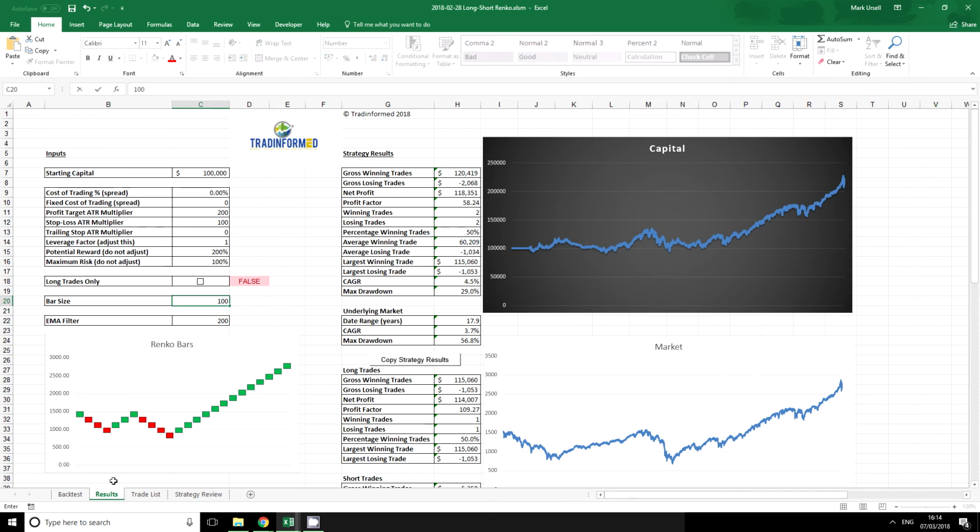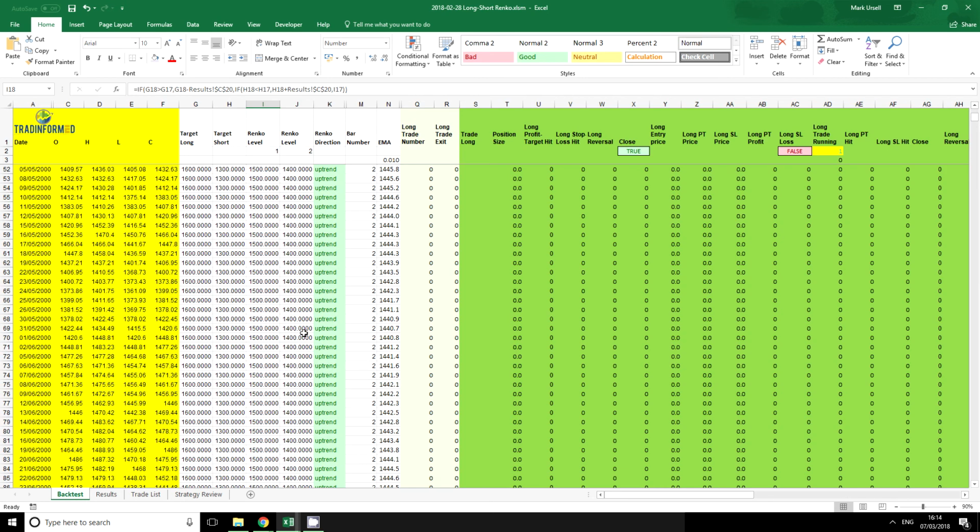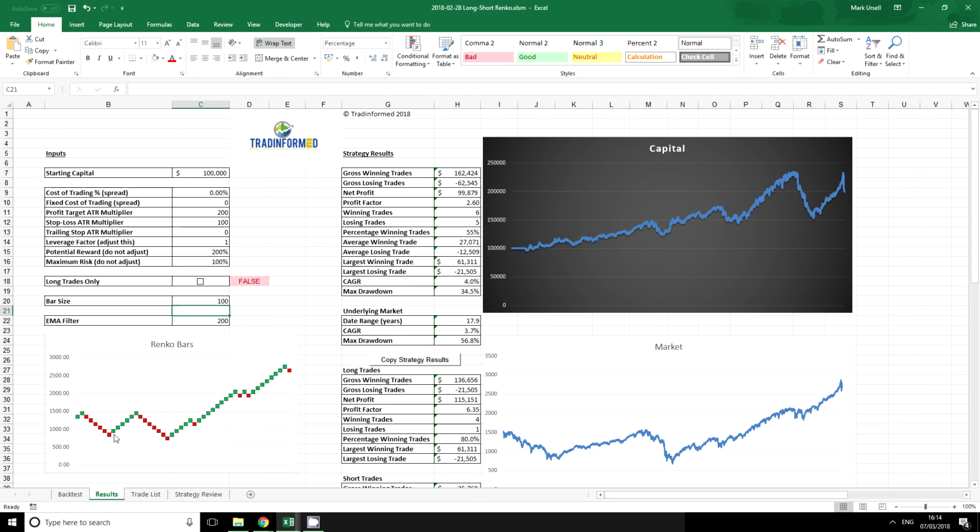Okay, so the Renko strategy, I said it was simple, that we're going to use is trading. Initially we're going to just be trading in the direction of the Renko bars. So anytime we have an uptrend, shown here by when we go from red to green, we'll go long, and whenever we have a downtrend, like here, we go from green to red, we will go short.